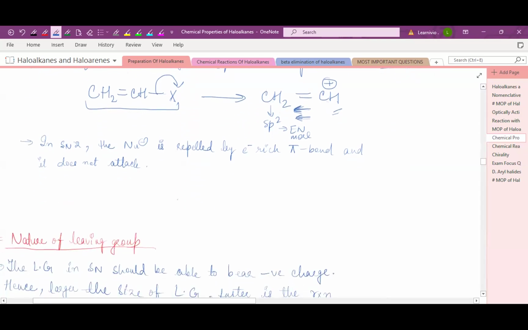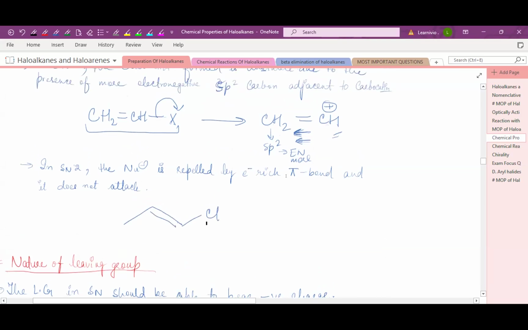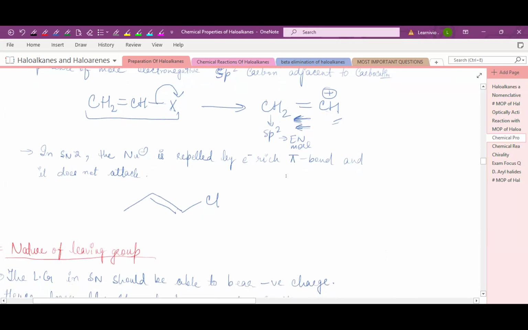Next, now we are talking about the SN2. What happens in SN2? The nucleophile is repelled by the electron-rich pi bond and it does not attack. Now, in the same molecule, suppose this is your molecule, if there is unsaturation. This is the case when there is an unsaturation between the alpha and beta carbon. So if there is unsaturation between the alpha and beta carbon, it will decrease the rate of nucleophilic substitution reaction.